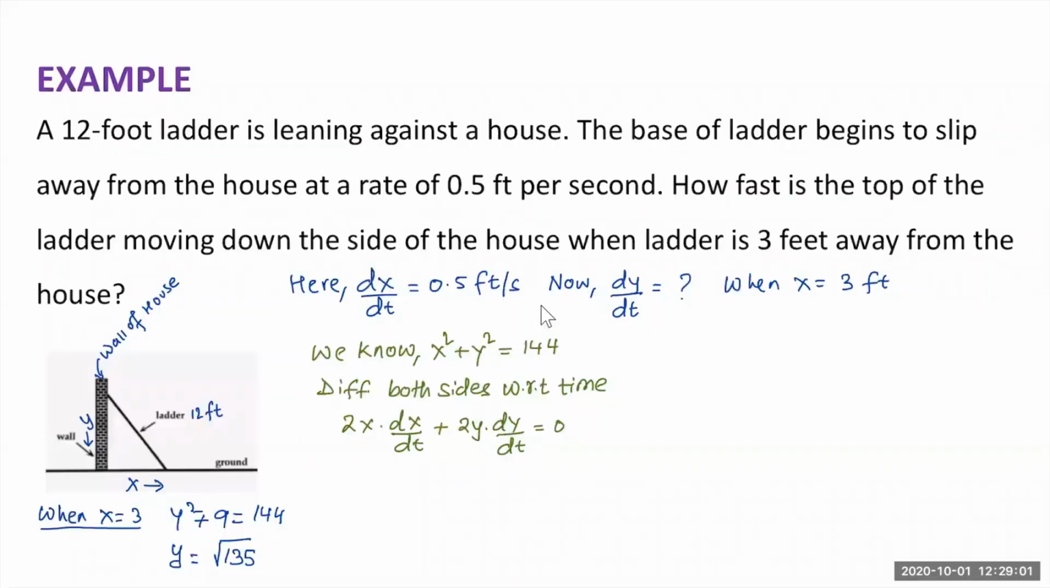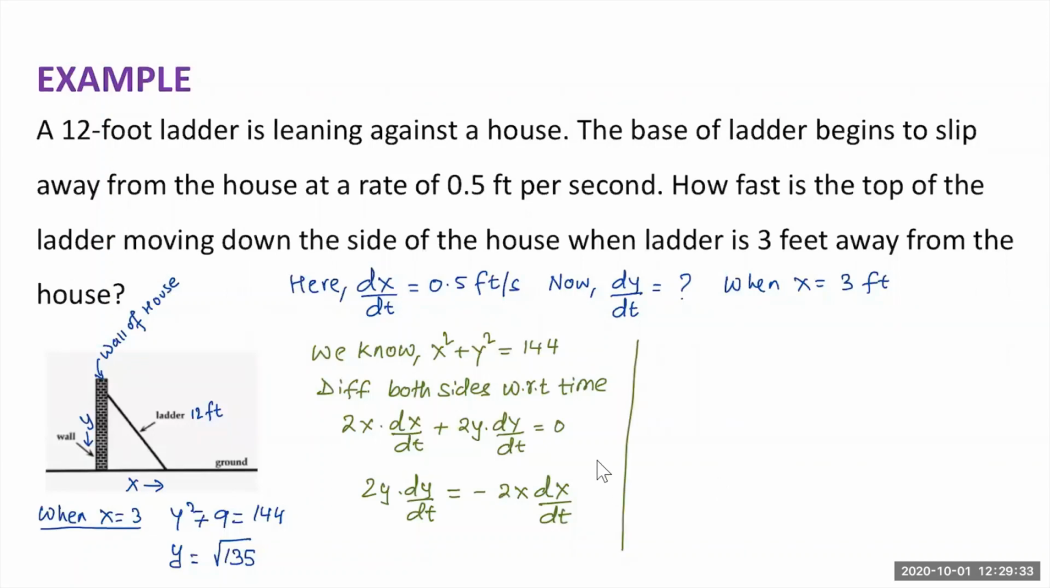So because I'm looking for dy over dt, I'm going to keep this quantity on the left hand side and move the other term to the right hand side. So I get 2y times dy over dt, that is the second term, is equal to, if I subtract that term on both sides, it will be negative on the right hand side. So minus 2x dx over dt.